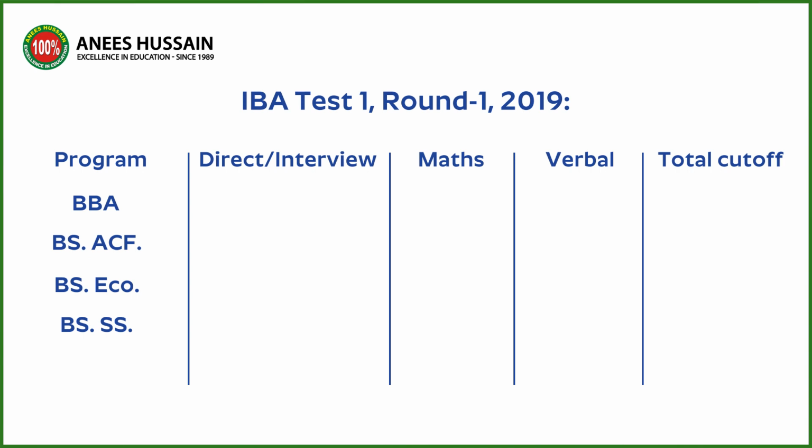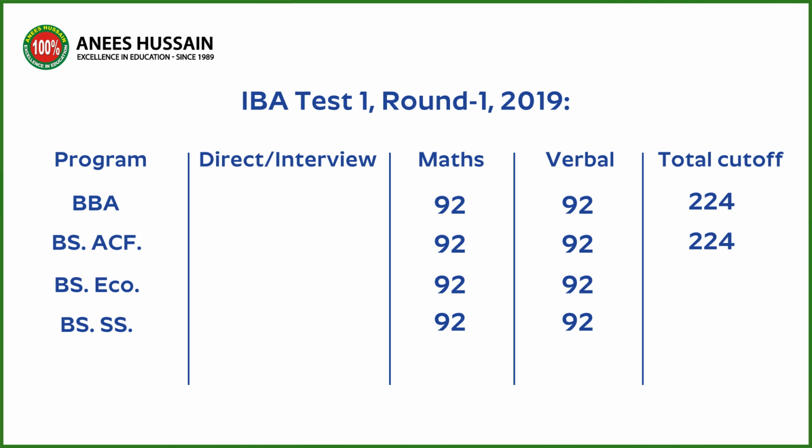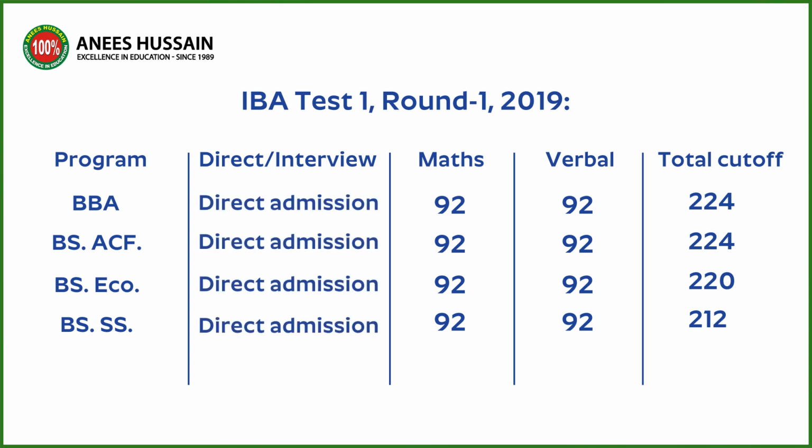Now, if you talk about the first 4 programs, the individual cutoff for the math part for all of these programs was 92, and the individual cutoff for the verbal part for all of these programs was 92. The total cutoff for the BBA program was 224, BS Accounting and Finance was 224, BS Economics was 220, and BS Social Sciences was 212. This cutoff was for students who wanted to get direct admission into IBA and were exempted from the interview.